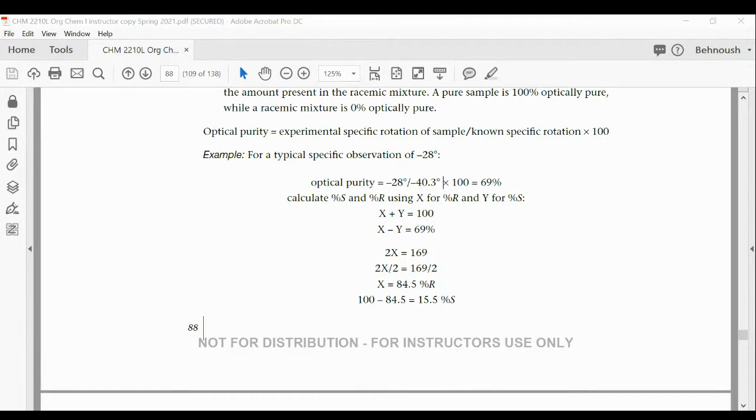Let me go back to the other room to look at the chat. I'm sure there was a question because I heard a click. What is the 169? Where did you find the 169?